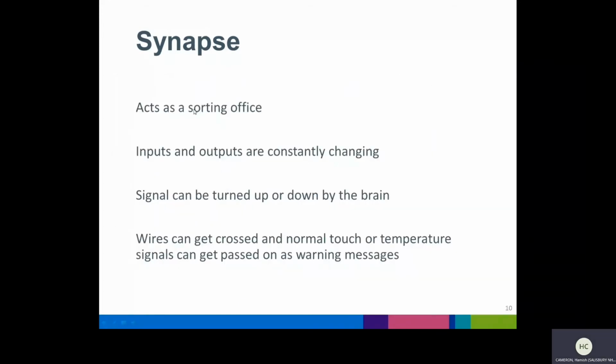So we say that synapse, that junction, acts as a bit of a sorting office. The inputs and outputs are constantly changing, making it easier or harder for those messages to get across. Sometimes what can happen, the longer we're in pain, is that those wires can get a bit crossed, and normal messages that are relaying information such as normal touch or temperature can actually start to get passed on as warning messages as well. And sometimes we see that normal touch or normal temperature can become a painful response despite it not actually damaging the tissues.